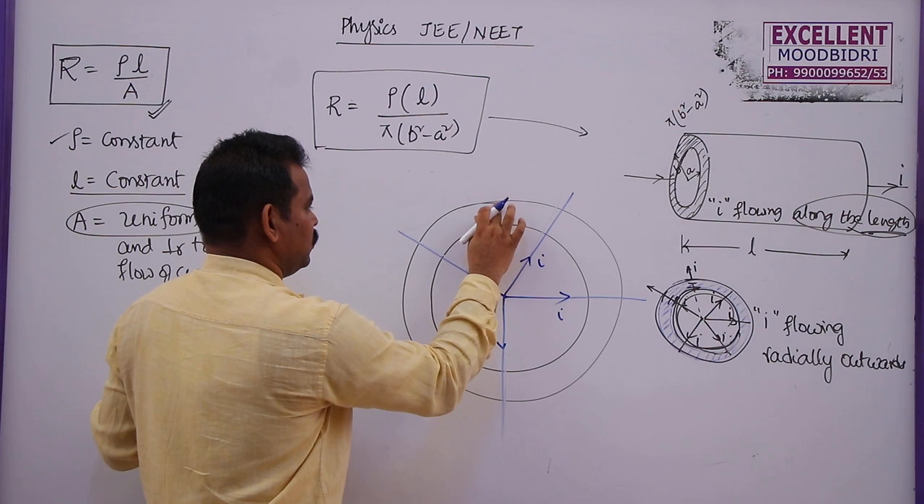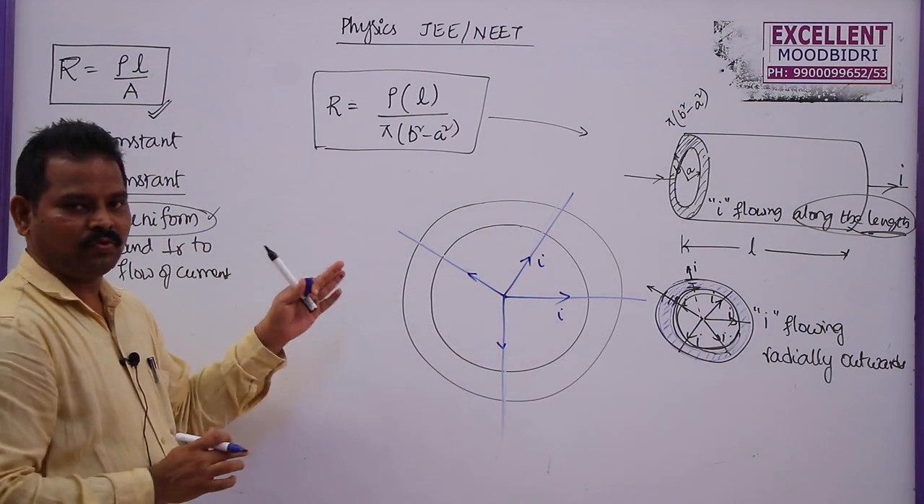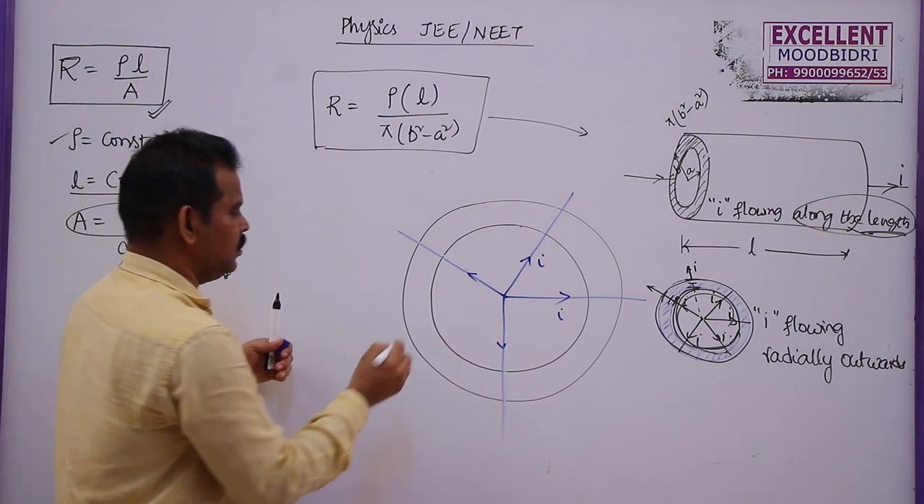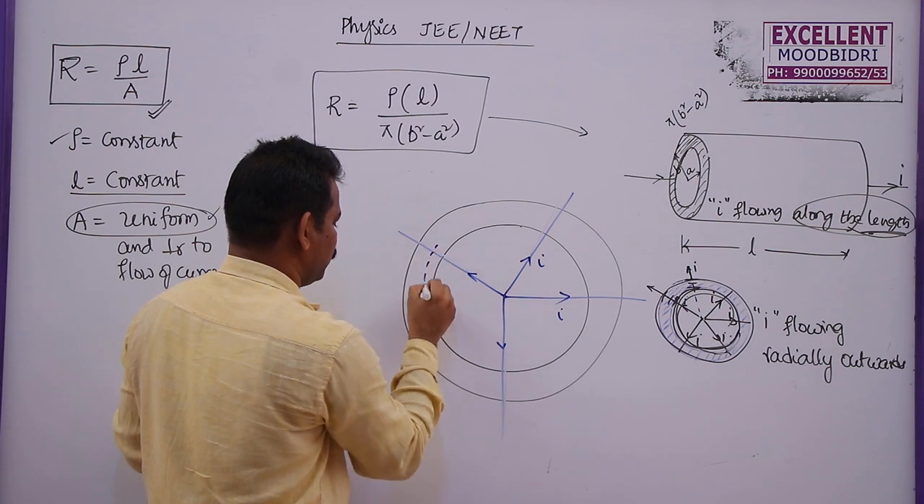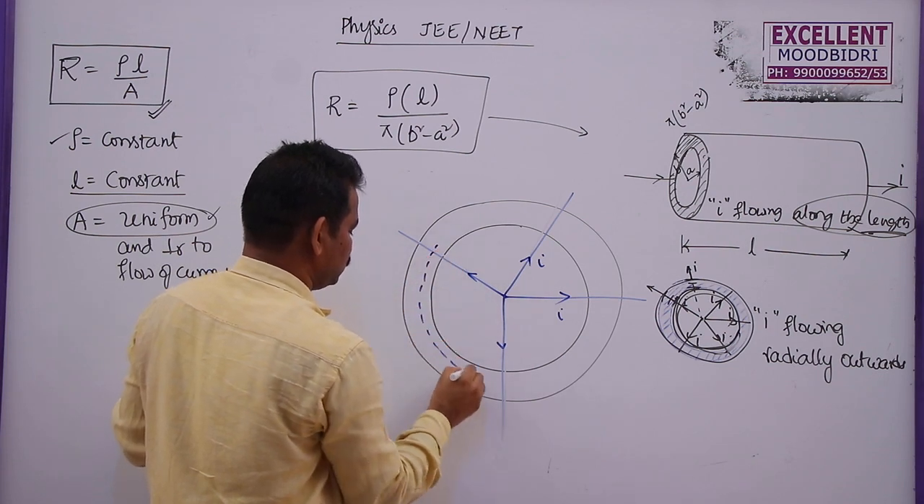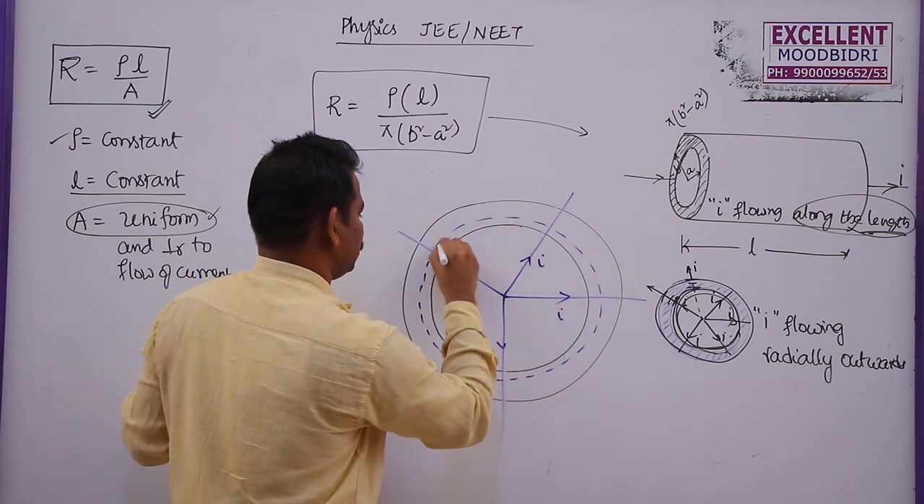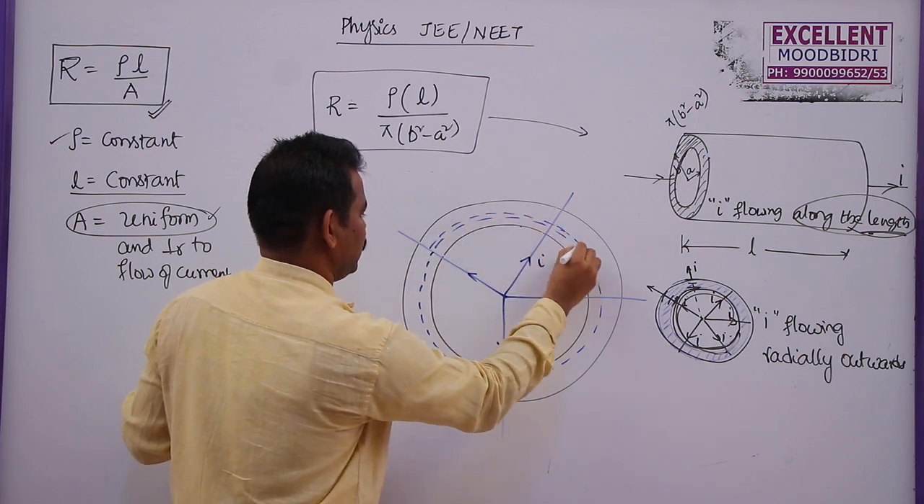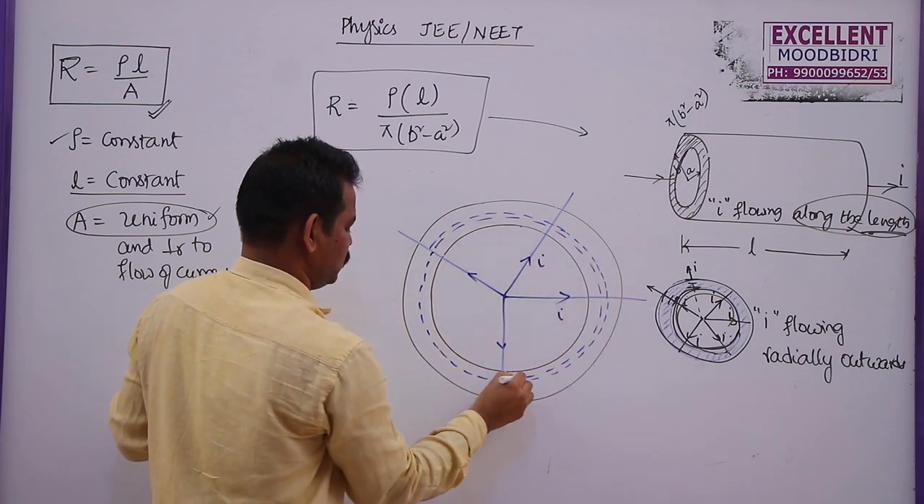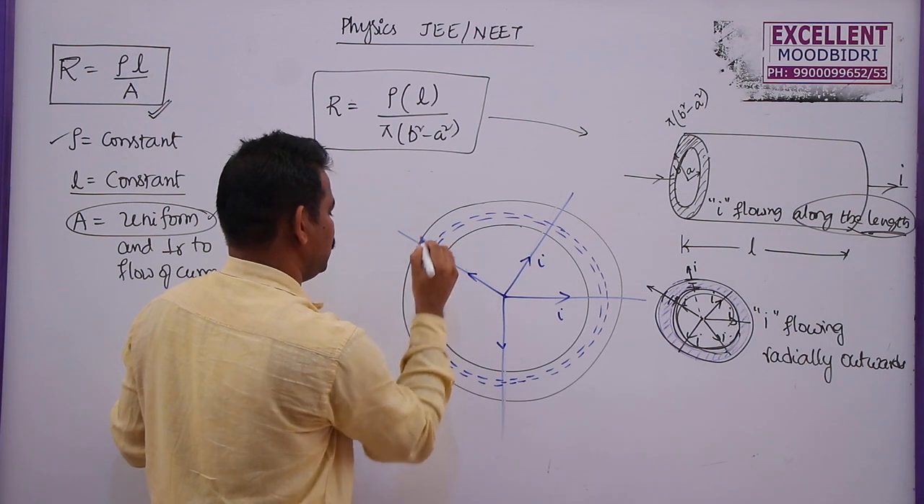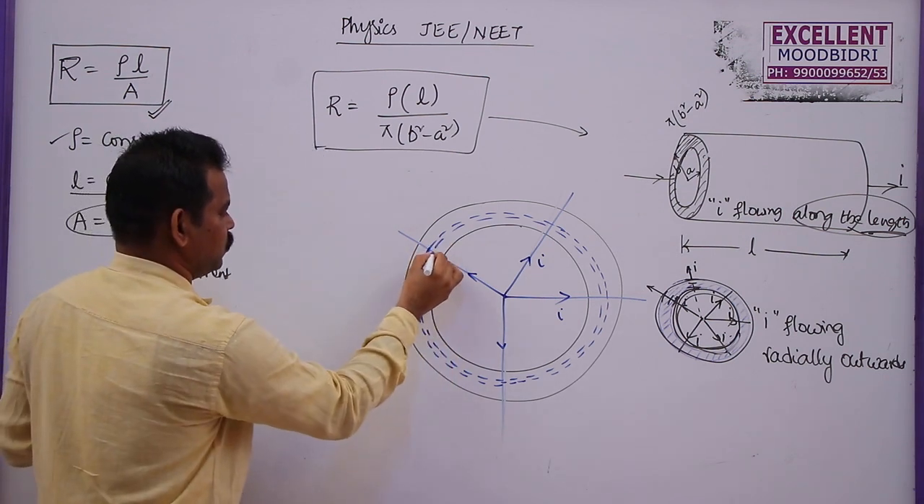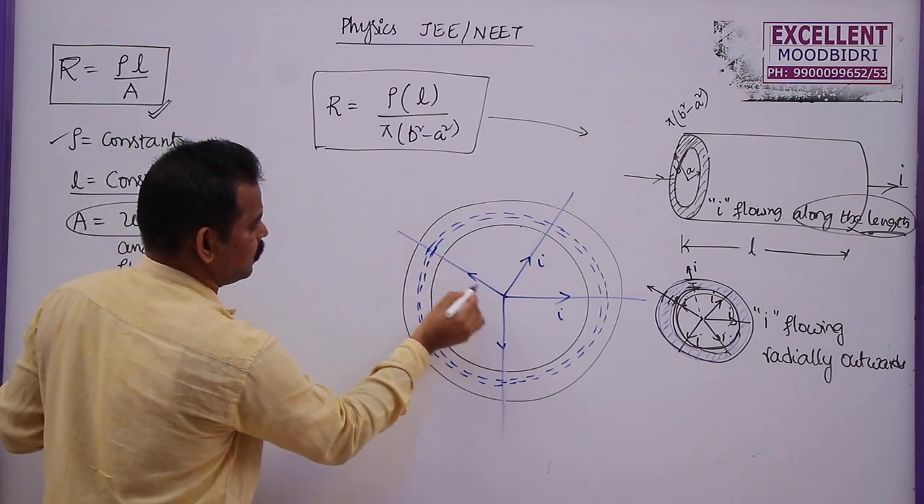Now, as area is not uniform, area is varying. Here, let me take a small portion within these two rings where the cross-sectional area is almost equal. So, it is a thin ring here. Now, let me substitute this length from here to here.